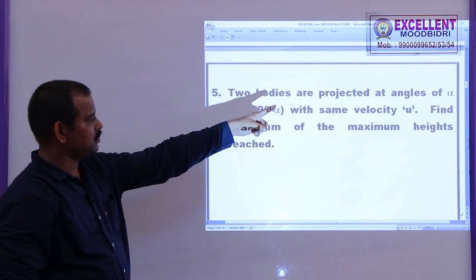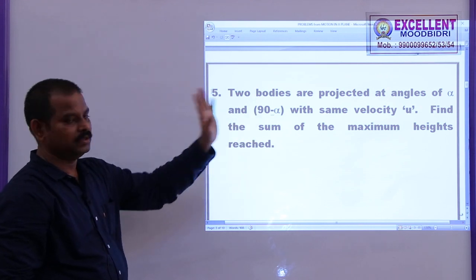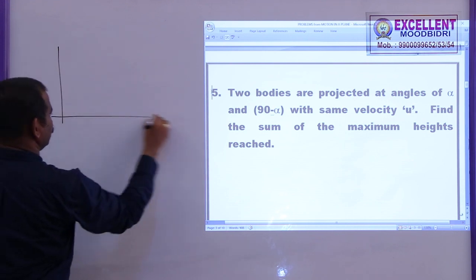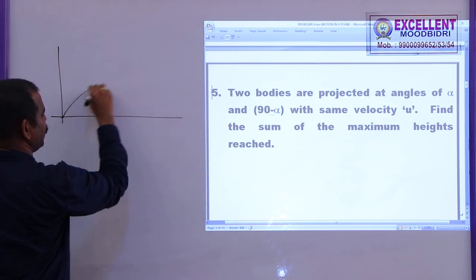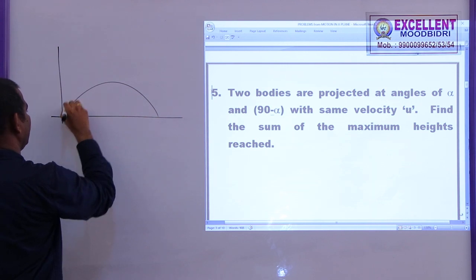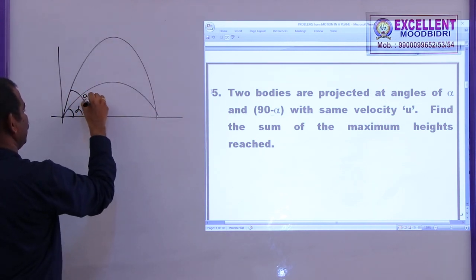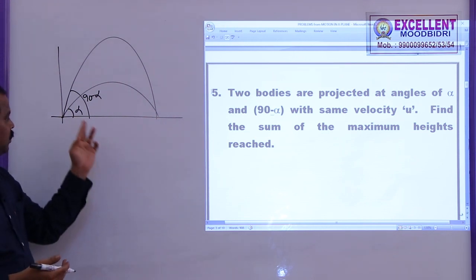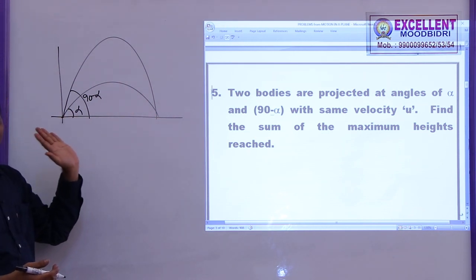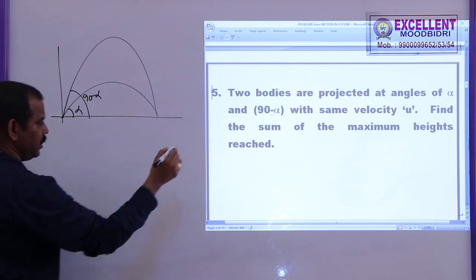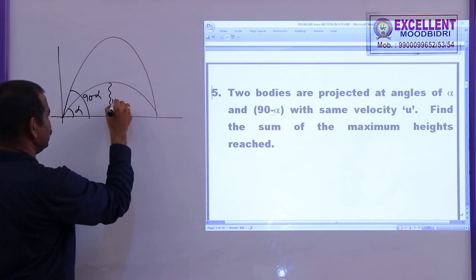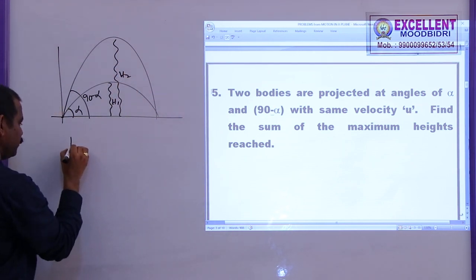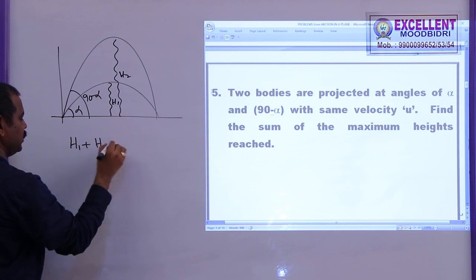Two bodies are projected at angles alpha and 90 minus alpha with the same velocity u. Find the sum of the maximum heights reached. So from the same point, two bodies are projected, one at an angle alpha, the other at an angle 90 minus alpha. As these two are complementary angles, we know that both will have similar ranges, that means the same range. But here they are asking us to find h1 plus h2, that is the sum of these two.